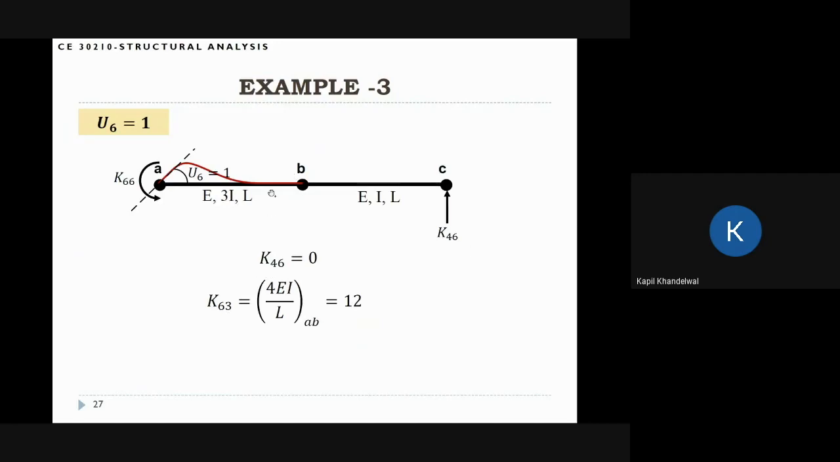So you can see that first of all, the member BC is not even deforming. So whatever the force here should be 0 because there is no force in member BC. And K66 is actually 4EI by L for member AB. And because I is 3I, this 4 times 3 is 12. So this is just 12, okay? So K46 is 0 and K66 is 12. So this is a typo here. This should not be 63. This should be K66. And if we do all these calculations, we have all the stiffness coefficients.